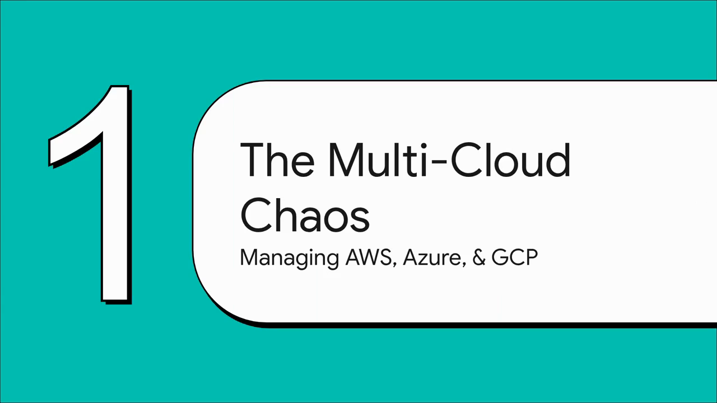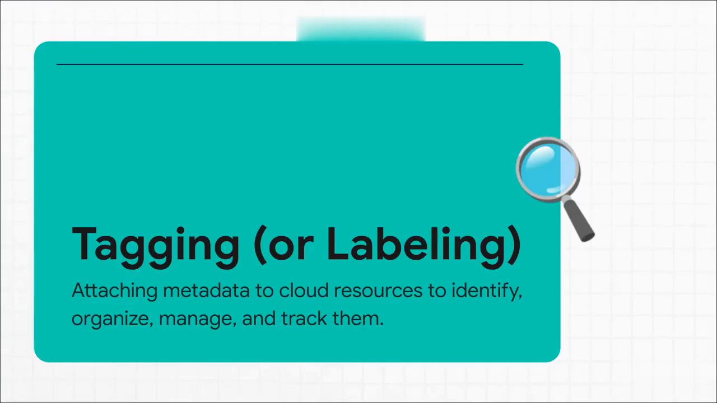And you know what? This chaos just gets a million times worse in a multi-cloud world. Because now you're juggling resources across AWS, Azure, and GCP. You've got different APIs, different security models, different ways of billing. It's literally like trying to speak 3 different languages at once. Without some kind of common language, some common framework, you're pretty much guaranteed to lose track of things. So how do we build that common language? Well, the answer is tagging.